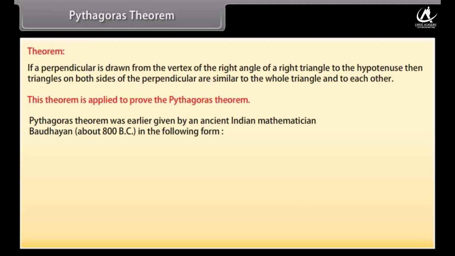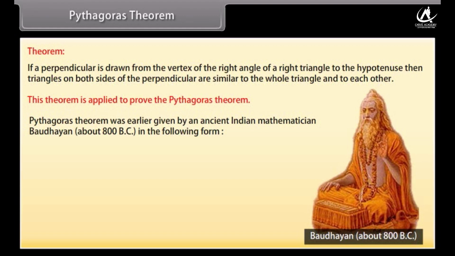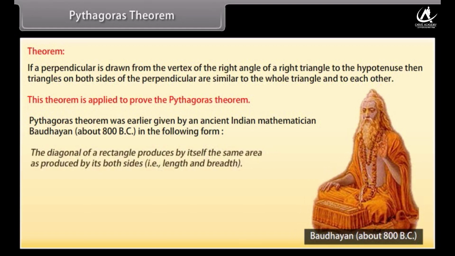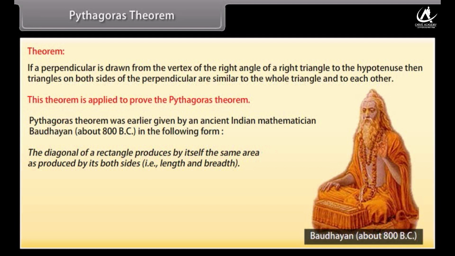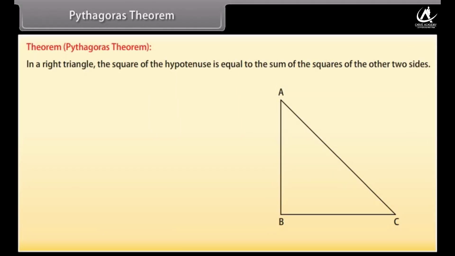Pythagoras theorem was earlier given by an ancient Indian mathematician, Baudhayana, about 800 BC in the following form. The diagonal of a rectangle produces by itself the same area as produced by both its sides, that is, length and breadth. This theorem is sometimes also referred to as the Baudhayana theorem. In a right triangle, the square of the hypotenuse is equal to the sum of the squares of the other two sides. Let us prove this theorem.